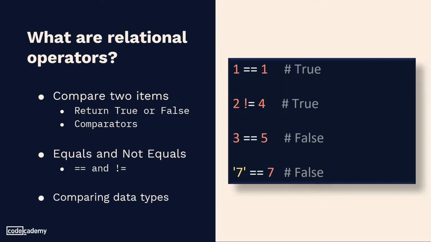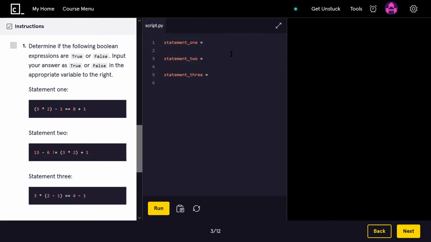Now let's switch over to the lesson and go over the instructions portion of the exercise. The instructions for this exercise ask us to set each variable to true or false, depending on the results of the Boolean expressions. For each of these Boolean expressions, we can solve each side separately, then compare the 2 answers.